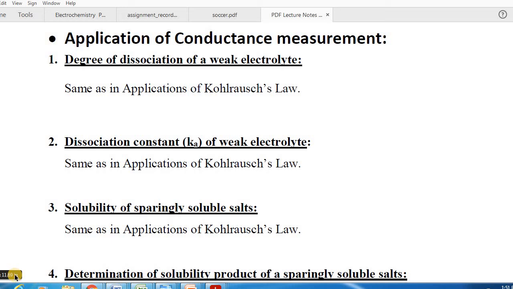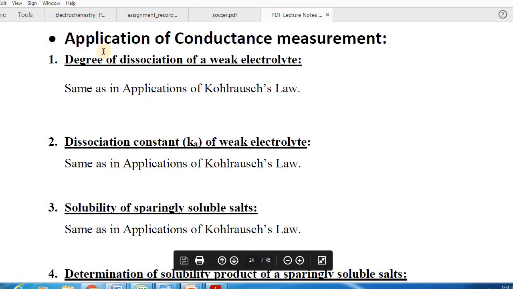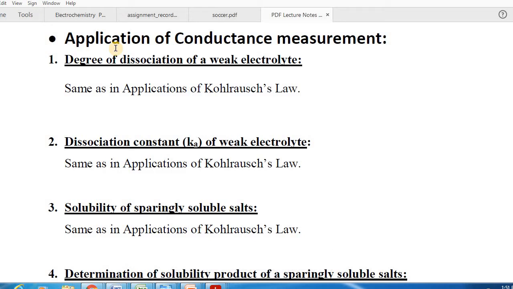Good morning, dear students. In continuation to the last lecture, today we will start our discussion with the topic application of conductance measurement. Various applications we have gone through during the study of Kohlrausch law. Now, most of the applications we will study in the applications of conductance measurement are similar to the application of Kohlrausch law, which we have already done.